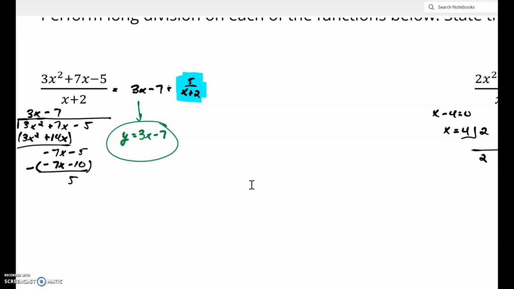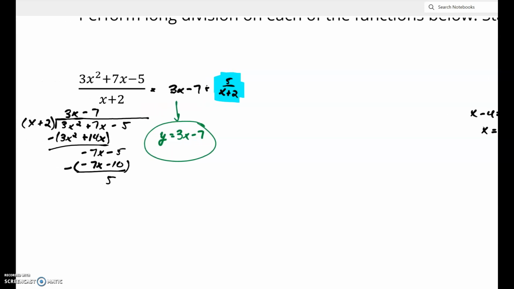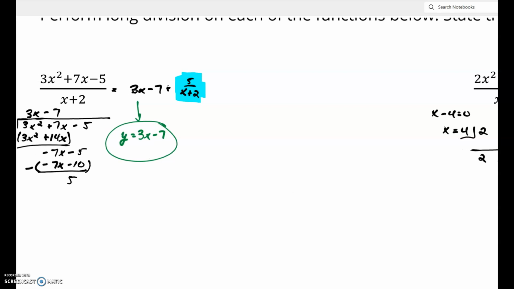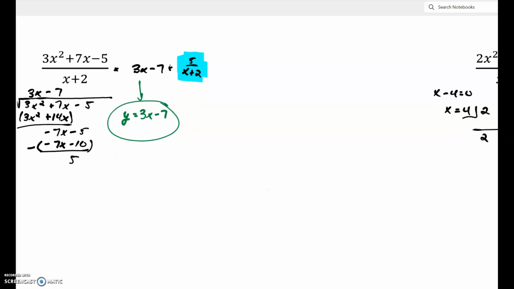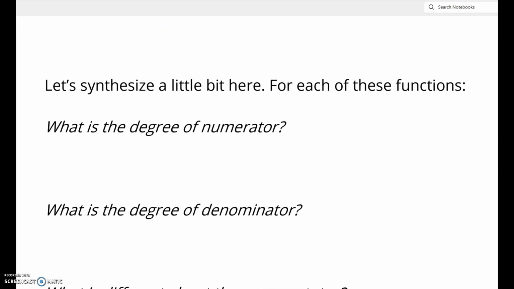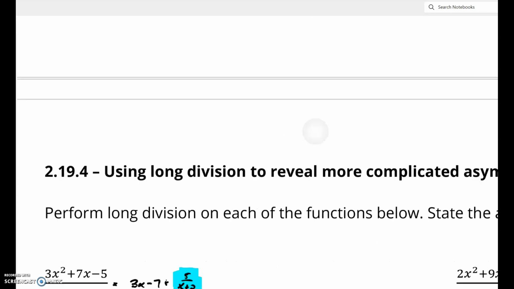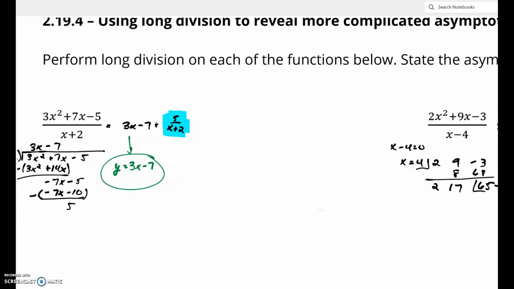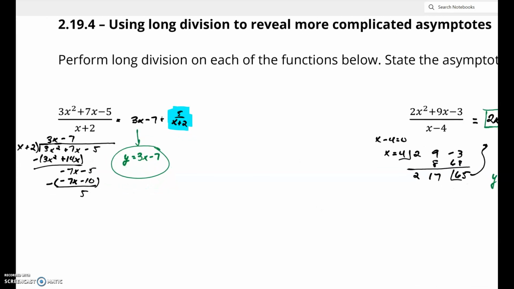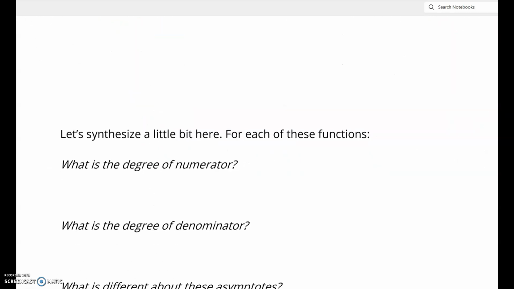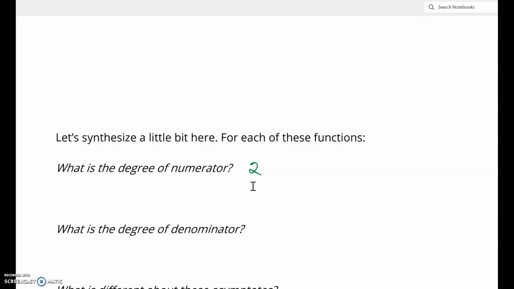All right, so we now know that we can do synthetic division or long division, either one, and that will help us identify non-vertical asymptotes. Let's take a look at these questions. What was the degree of the numerator for each of these functions? Each of these original rational functions, the degree of the numerator was 2. And the degree of the denominator for each of these originals was 1.